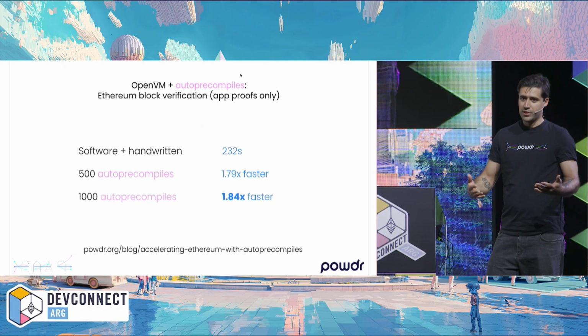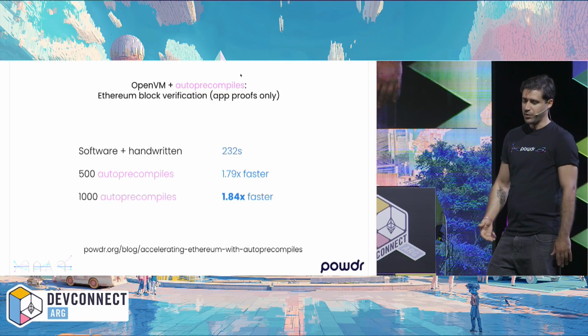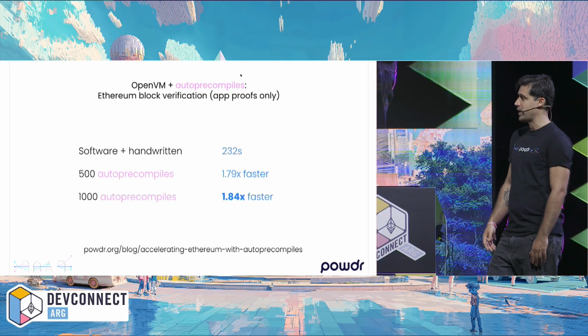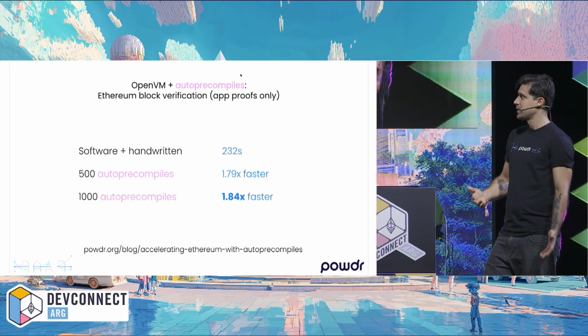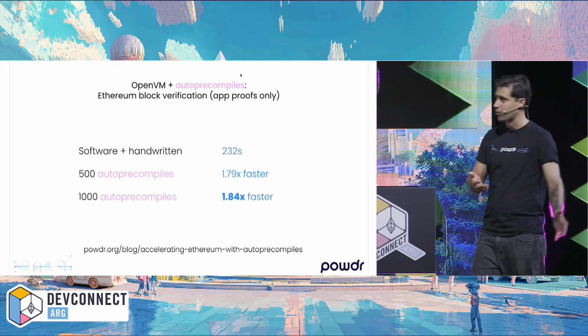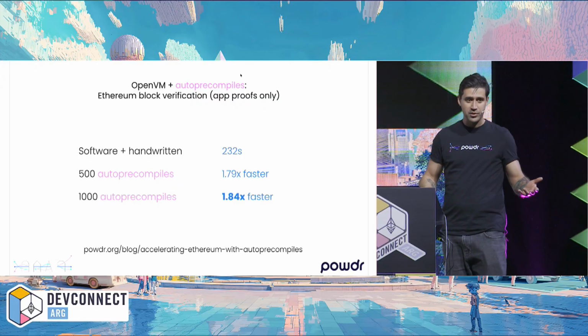What's also interesting is what's after this. What can we improve on now? As I mentioned just now, recursion has a pretty big penalty on this, but let's say recursion is solved, not a problem anymore. What can we do? How many autoprecompiles can we use?